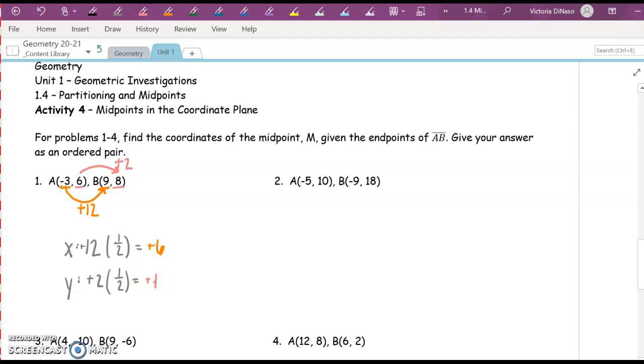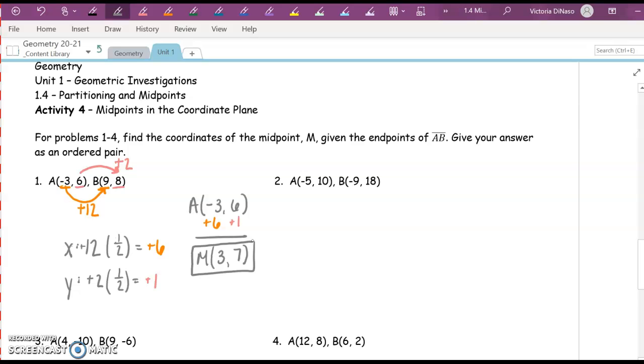The final thing that you're going to do is take 6 and add it or subtract it from A, and then take 1 and add it or subtract it from A also. Because x goes with 6 and y goes with 1, we have to make sure that when we add or subtract it back from A, our numbers in A are underneath the right one. So my midpoint is at 3, 7.